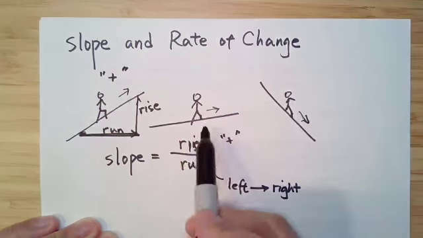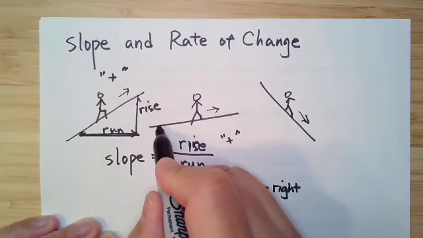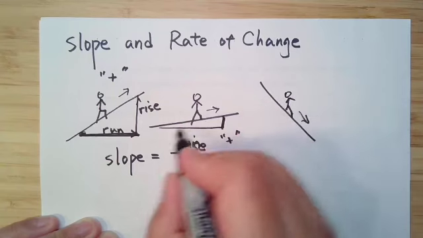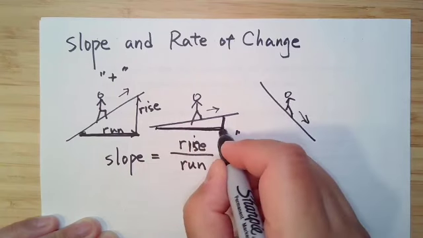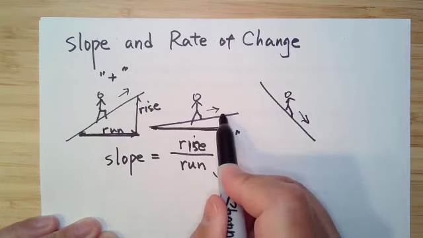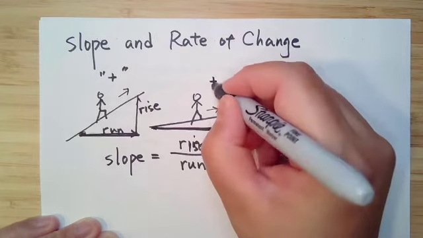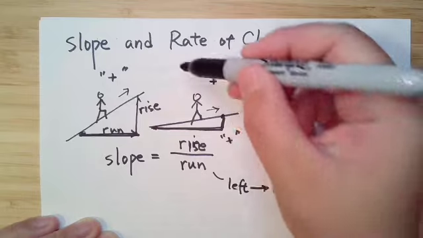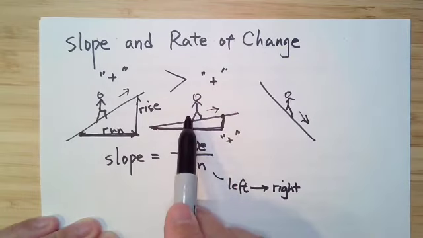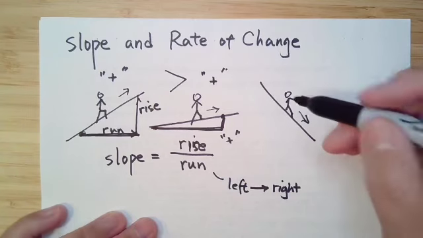And this one, the rise is here, and here's the run. So run from left to right, and rise is from here to here. So this is also positive, but definitely this rise is greater than this rise. So I know this slope is greater than this slope. Now what about this one?